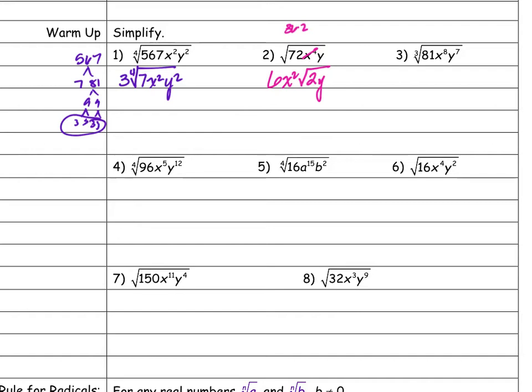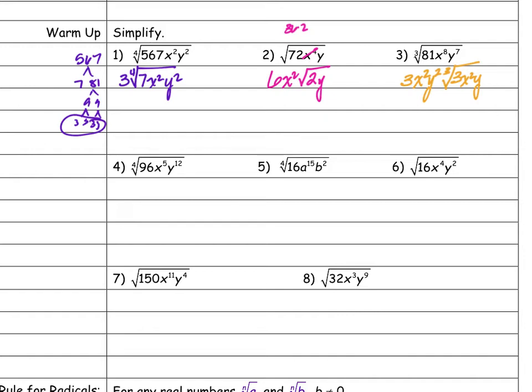81 is 4 3s. So I can bring 1 3 out. There's 2 groups of 3 x's in 8 and 2 groups of 3 y's in 7. So then I have the cubed root of 3x squared y.